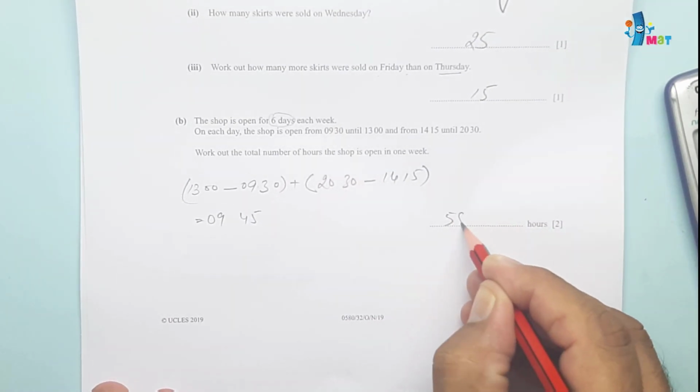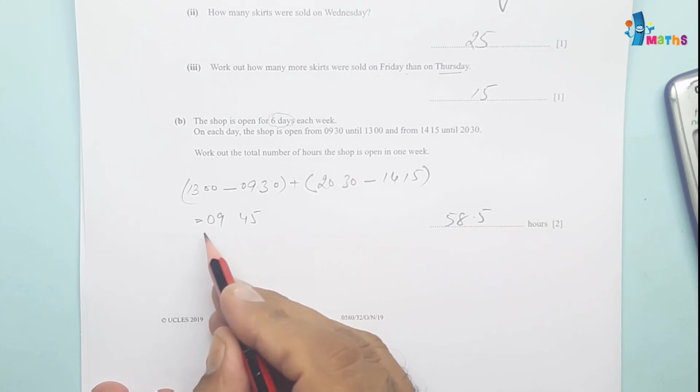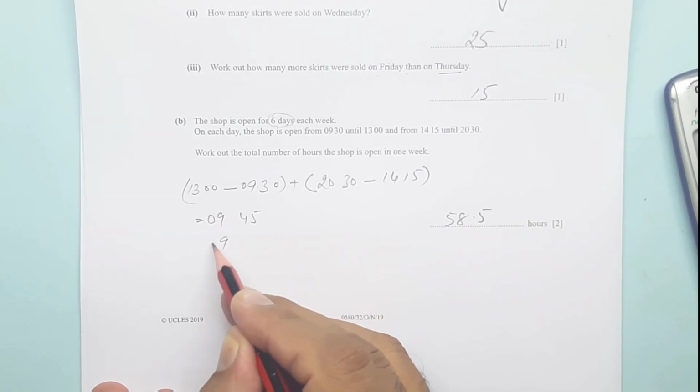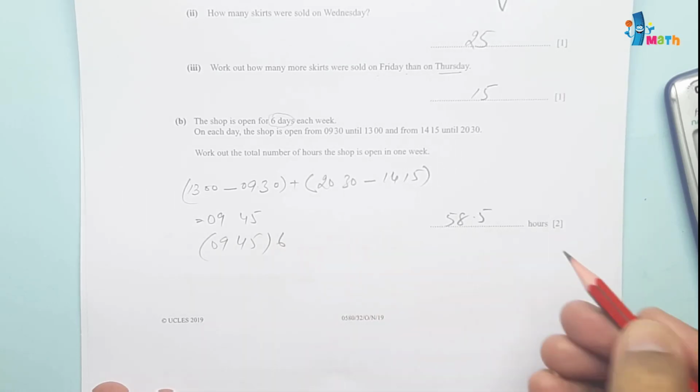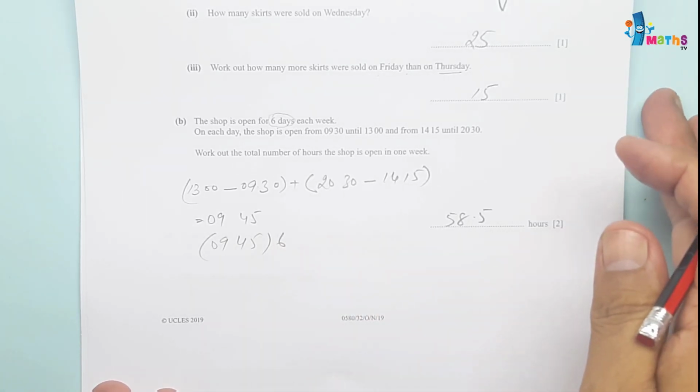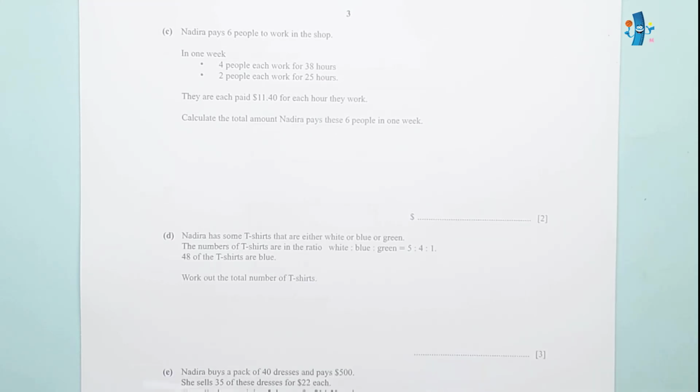So 58.5. What we have done, we have multiplied this number by 6 and then we have used the time button to convert into a decimal value.